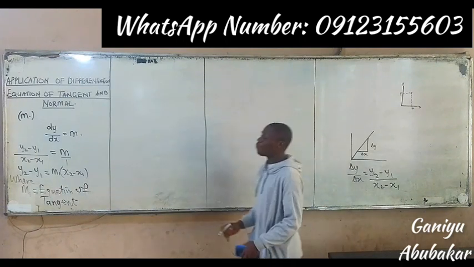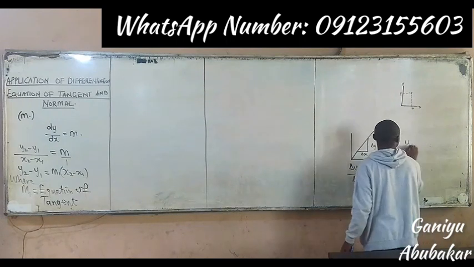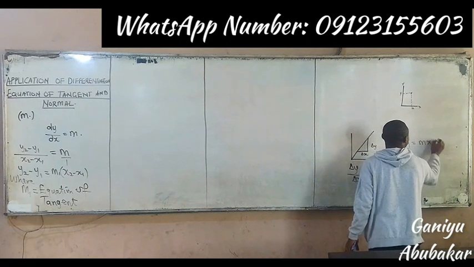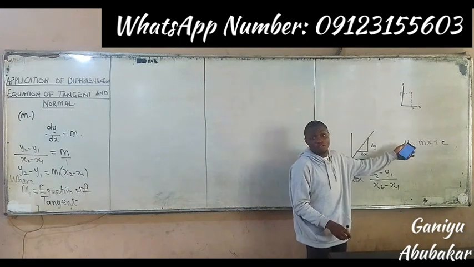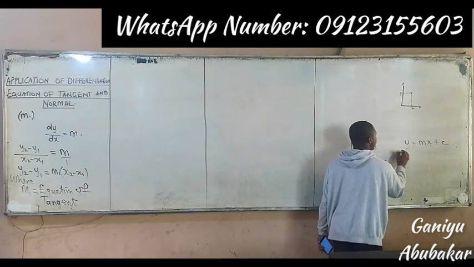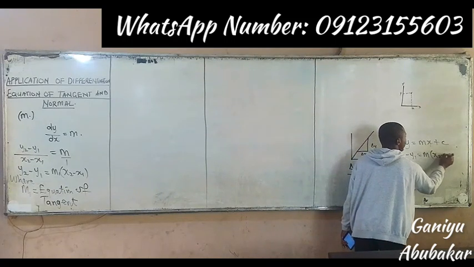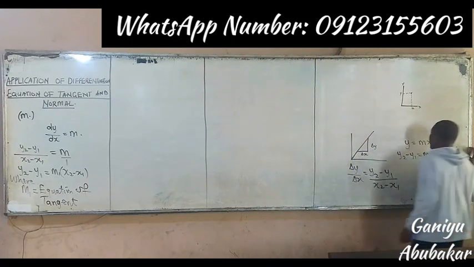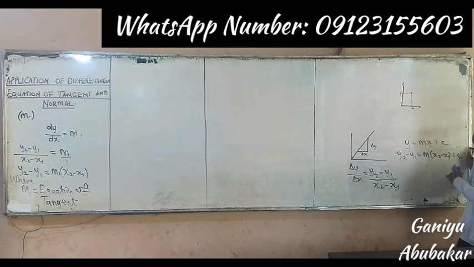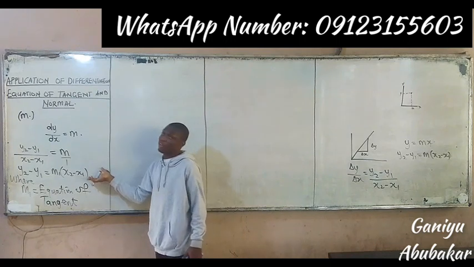From what we know of the equation of a straight line, y is equal to mx plus c. This is the general form of the equation of a straight line. So if I'm having two values of y and two values of x, I'll have y2 minus y1 is equal to m into x2 minus x1, plus c. But in this case, we're not considering c. c is called the intercept, so I will ignore c. What I'm having here is simply the equation of tangent.